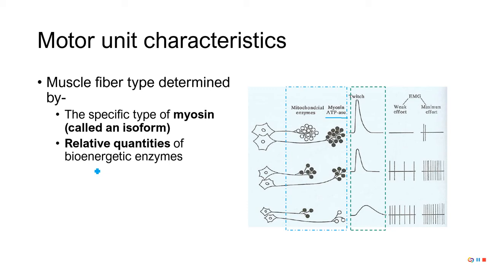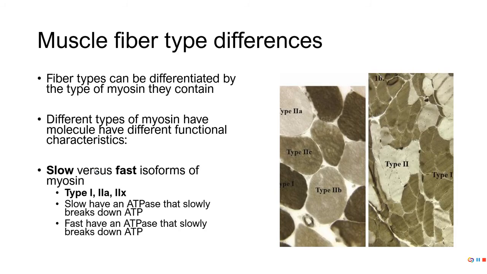All right. So we can differentiate them by the type of myosin. Like I said, you've got slow versus fast, and we've got 3 main types that we're going to talk about. So 1, 2A, and 2X. Now it's important to know that we used to call 2X 2B, but now it's generally referred to as 2X.